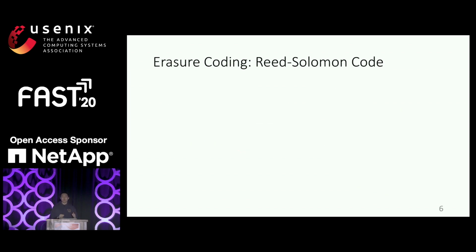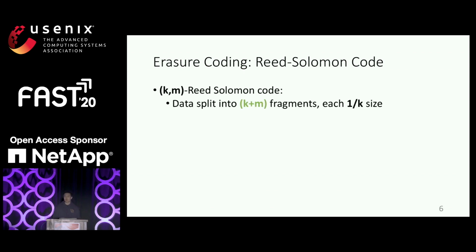We have a very powerful tool here, erasure coding, which is usually used for error recovery in wireless networks or in storage. Here, we use a particular code called Reed-Solomon code, just like many other papers mentioned today. We have 2 parameters here, k and m. The k-m Reed-Solomon code can split data into k plus m fragments, and each of them will have 1 over k inside. Some people call it k data shards and m parity shards, but they are actually symmetric.